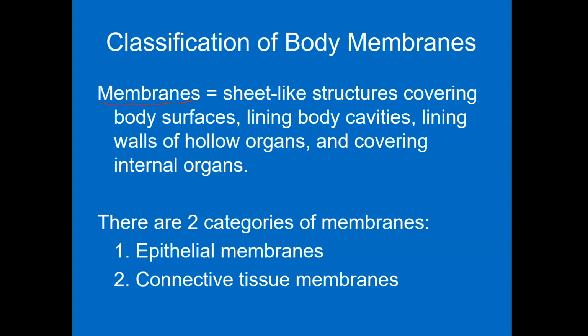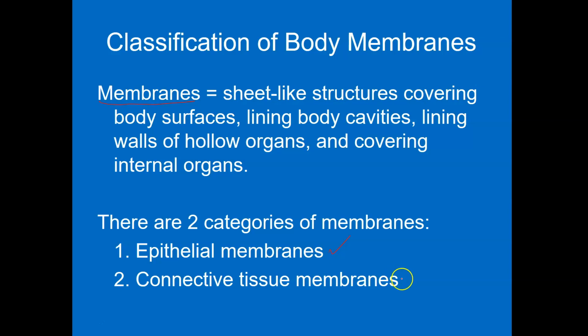They line the walls of hollow organs. They also cover the outside of internal organs. As we go through the rest of the semester, you will be hearing me talk about membranes. There are two categories of membranes: epithelial membranes, which we think about like skin membranes. On the outside, you have the epithelial tissue, your skin, but you also have the epithelial linings of those hollow organs.